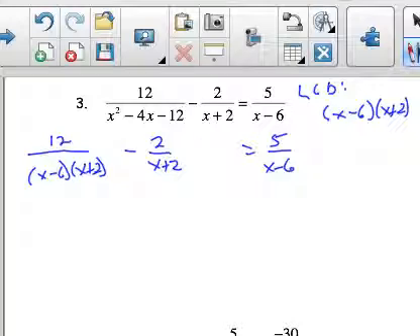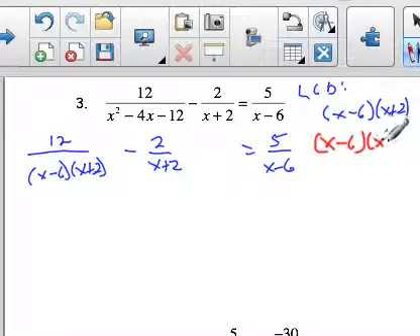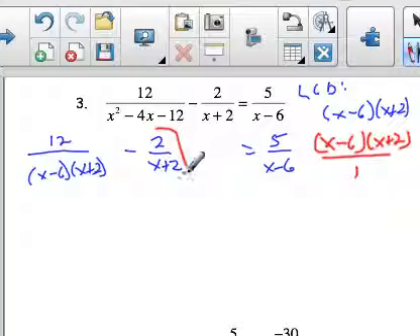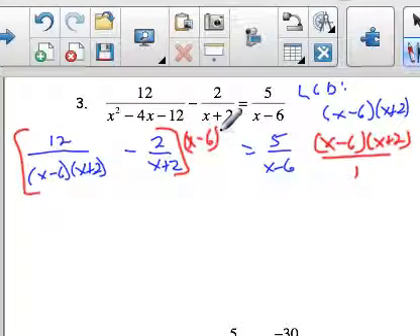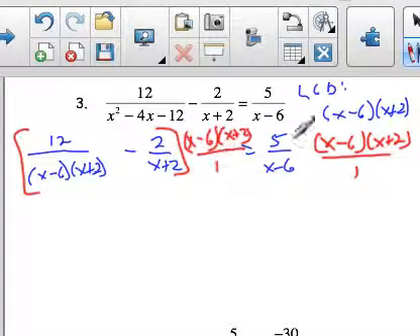So I'm going to multiply both sides of the equation by the least common denominator. So that's x minus 6 times x plus 2 over 1. And on the left-hand side, I'm going to multiply by the same expression, x minus 6 times x plus 2 over 1. And when I do this, distribute this term, I'm going to clear the fraction. So I'm going to have 12 over x minus 6 times the quantity x plus 2.